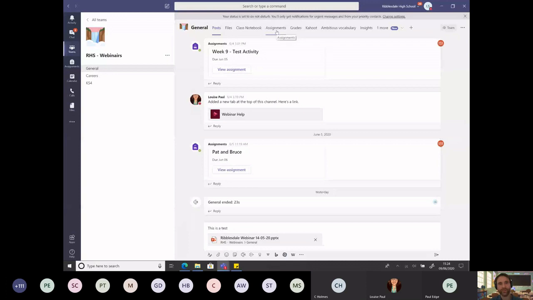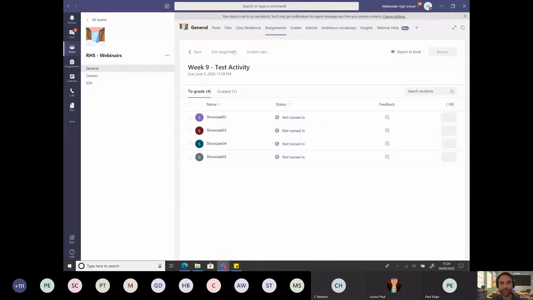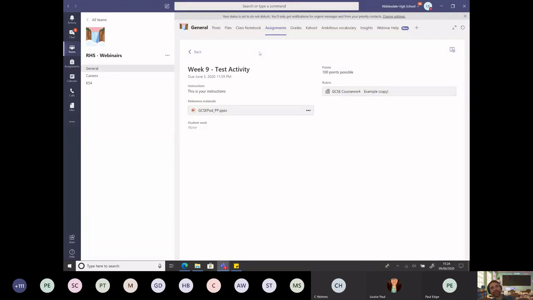Now, I think the important thing to remember is these assignments can be used to distribute any content whatsoever that you want. It's quite difficult to see on this view, but when you view as a student, there is an option that the students get, which is here right by the student work, which is none, and that allows the student to attach their own work. So for example, you could say, I would like you to create a PowerPoint presentation on remote learning for me, or your 5 top tips, and could you please upload your work?